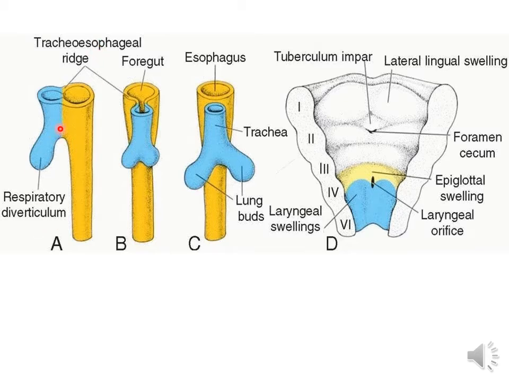Now, this is the respiratory diverticulum. It's connected with the foregut. Then the tracheoesophageal ridges. These are the ridges. This is one, and this is the other one. They will develop, and they meet and fuse at the midline, forming the septum. This septum will separate the esophagus from the trachea. Then this respiratory diverticulum will extend caudally, forming two lung buds. These are the two lung buds. And here is the laryngeal orifice.